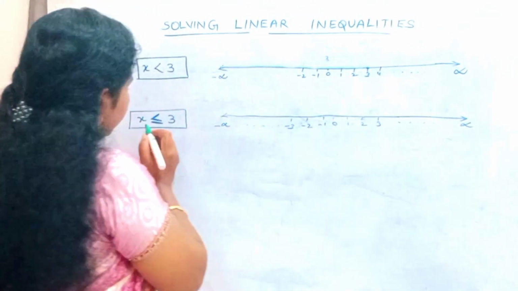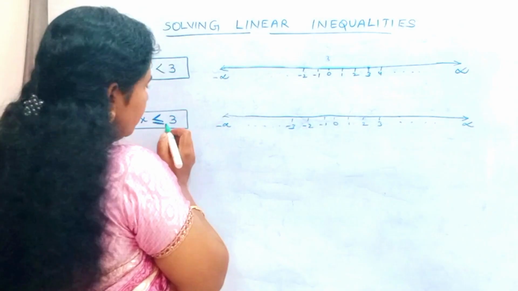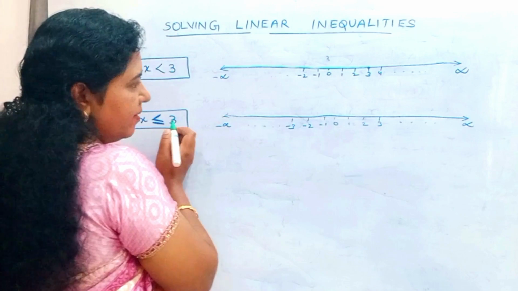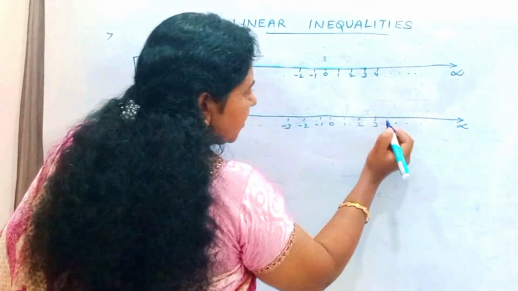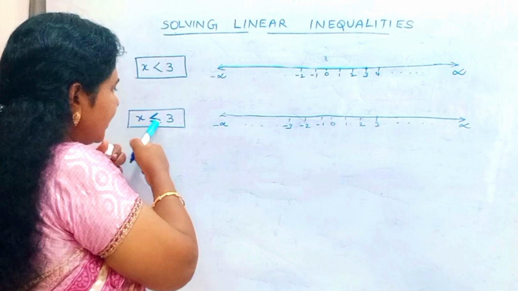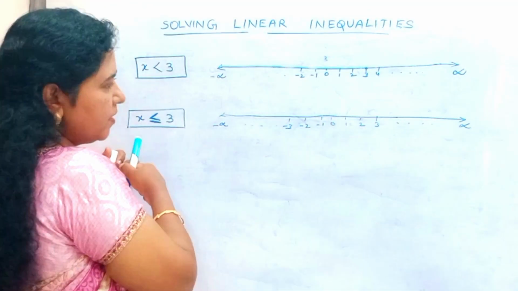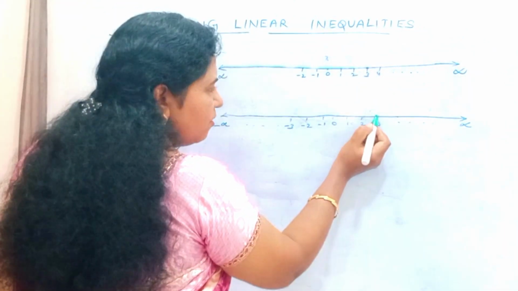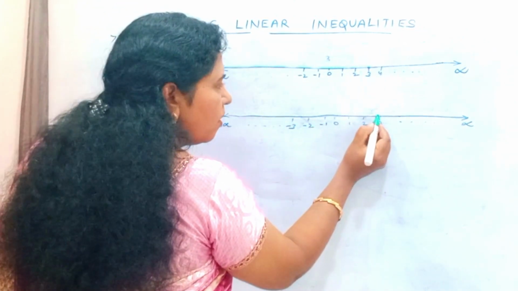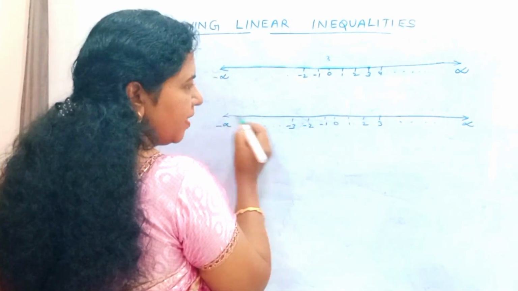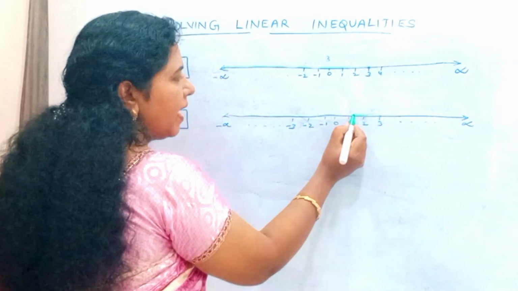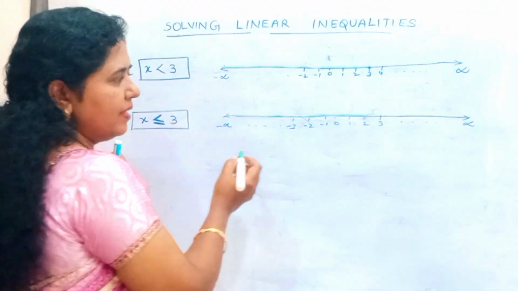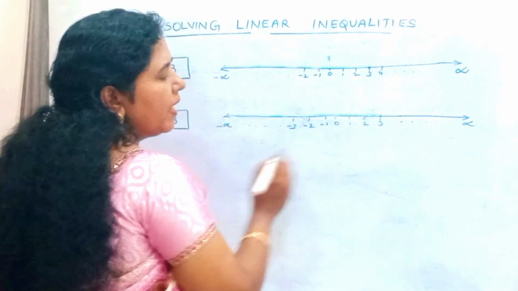Now here x, it is less than or equal to 3. So now in order to represent this here, first we have to find out what is the value. It is 3. So I am marking that value here. This 3, and x is less than or equal to 3. So the first point, it is x is less than 3. So we will be having all the values less than 3. So we will be having all the values on the left hand side of the number 3. So we will be having this section. Okay. Now x is equal to 3. So the value of 3, it is also included.